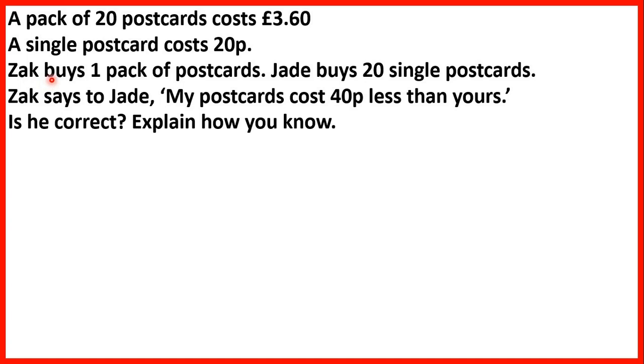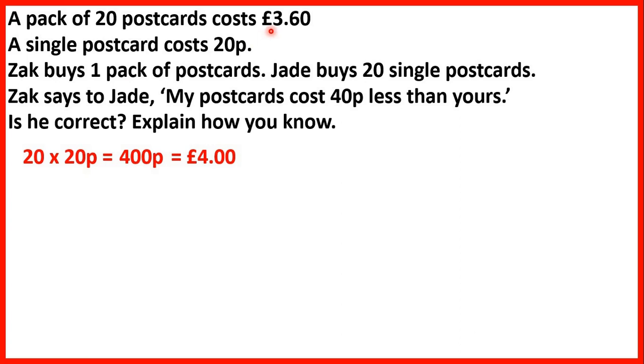So we know that Zach buys 1 pack, and 1 pack costs £3.60. But to see how much Jade spent, we need to multiply 20 by 20 pence, because she bought 20 20-pence postcards. 20 times 20 is 400, because 2 times 2 is 4, and then we have 2 end zeros in the question, so 2 end zeros in our answer. And 400 pence is the same as £4, because 100 pence is £1.